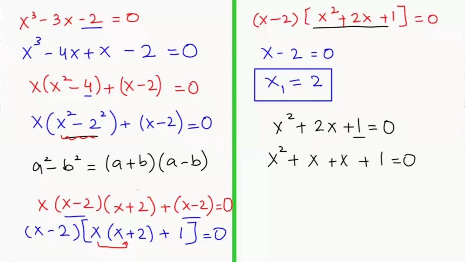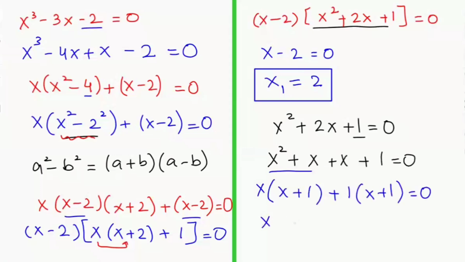Here I will take common x, and x is remaining plus 1 is remaining. And here I will take common 1. So x plus 1 is equal to 0. Now I will rearrange it.